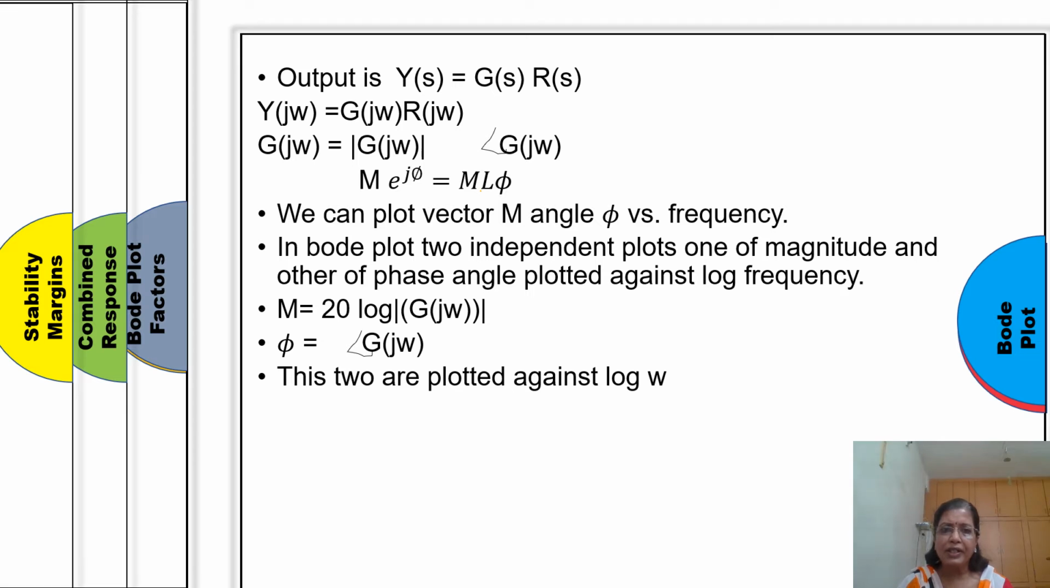Now it can be represented by M angle φ, or M angle φ. We can plot M and angle φ versus frequency by considering that complete as one vector. But in a Bode plot, two independent plots, one for magnitude and the other for phase angle, are plotted against the log of frequency.